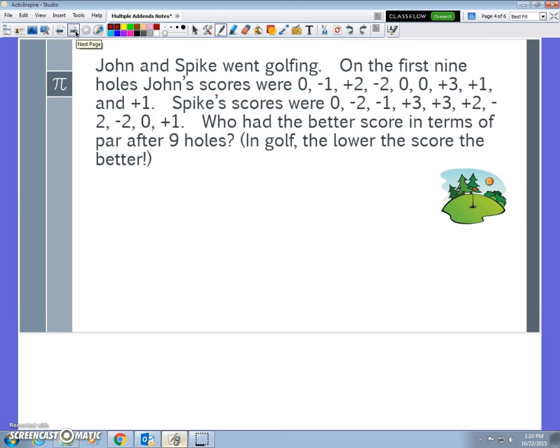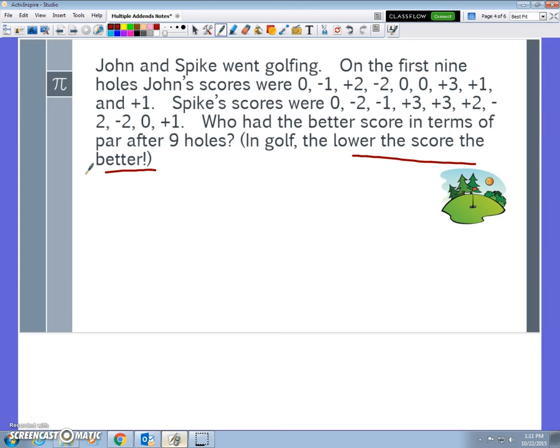Now let's do a few word problems. Those are always fun. It says John and Spike went golfing. Now remember, in golf, the lower the score, the better your score is. You want to have the least amount of strokes possible. On the first 9 holes, John's scores were 0, negative 1, 2, negative 2, 0, 0, 3, and 1, and 1. Spike's scores were those scores. Who had the better score in terms of par after 9 holes?